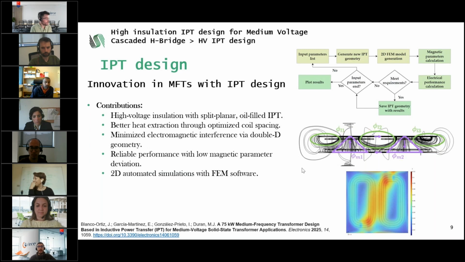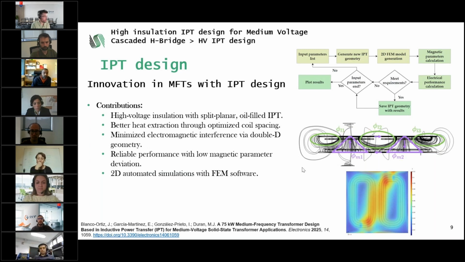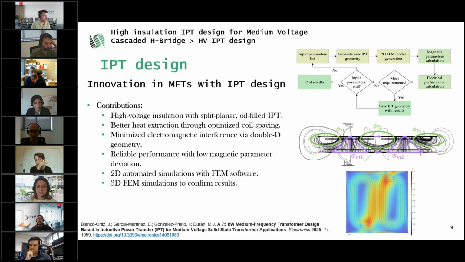All of the design has been automated using FEM software, and simulations have been done in 3D in order to confirm all the results. I have to say that this double D allows us to reduce the losses, because most of the magnetic field is interconnected between these two IPTs, and little of it goes to the enclosure, reducing the total losses and increasing the efficiency.